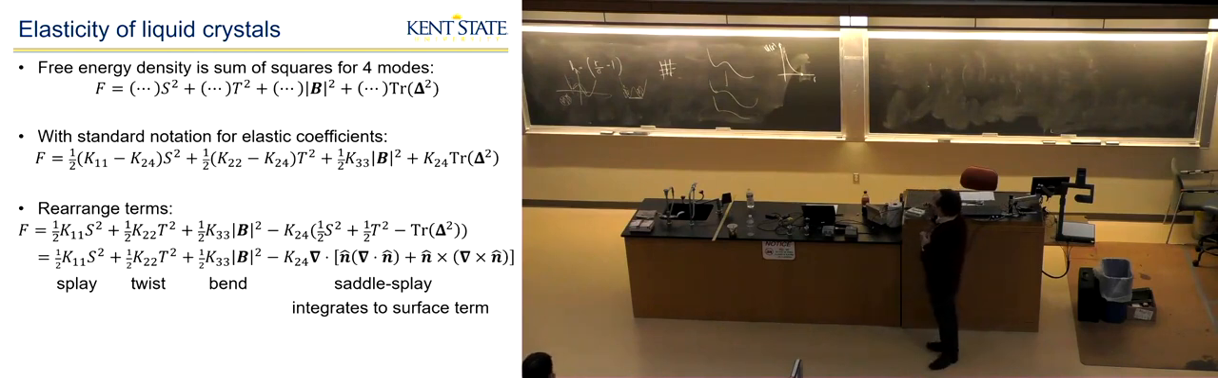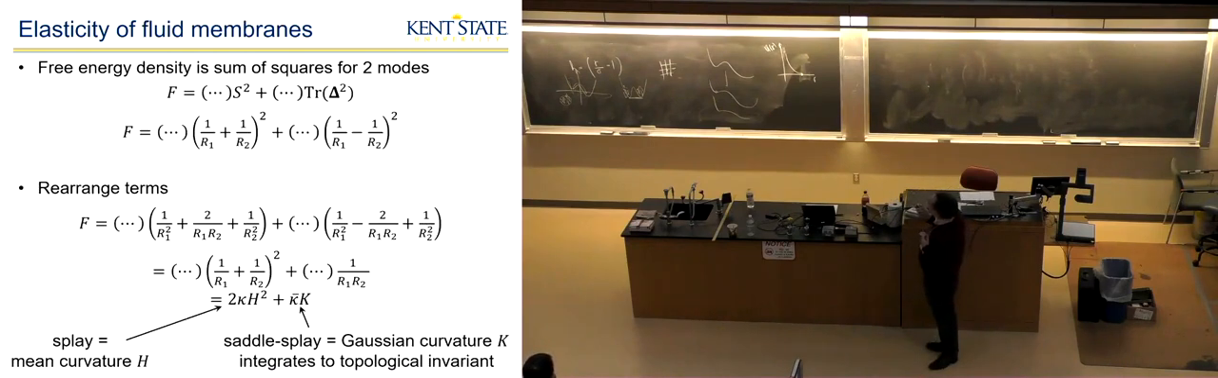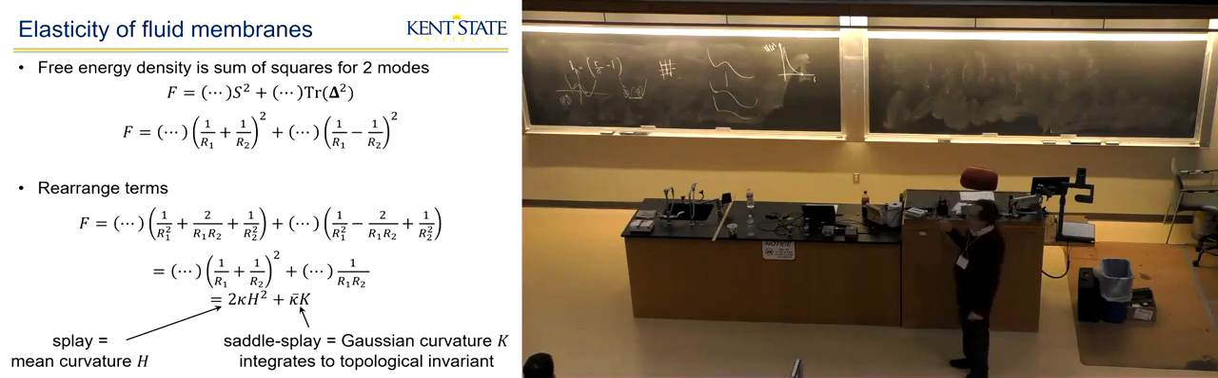What about with the fluid membranes? I've got 2 modes. So the free energy should be something times the first mode squared plus something times the second mode squared. So something times the sum of the curvatures squared plus something times the difference of the curvatures squared. So this is how I would like to write the elasticity of a fluid membrane.